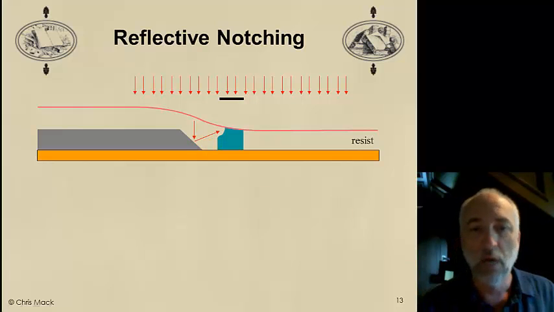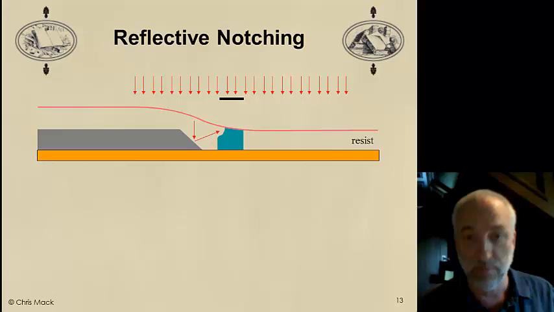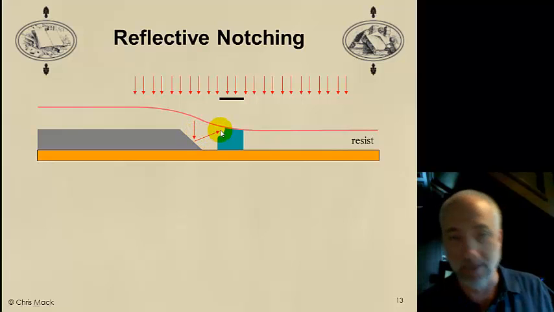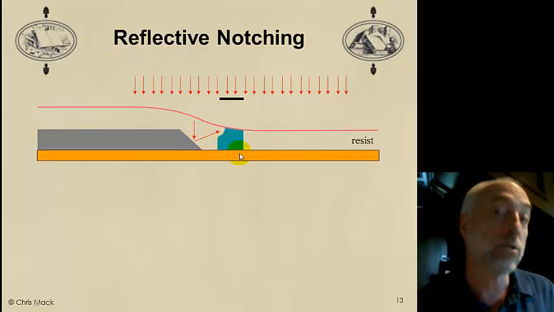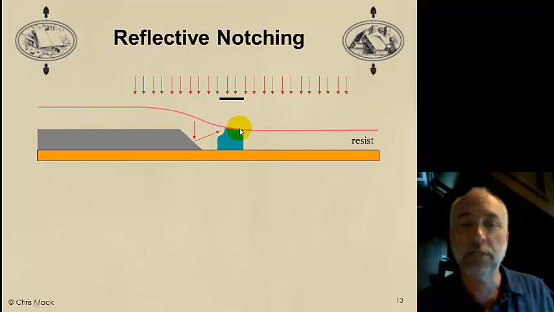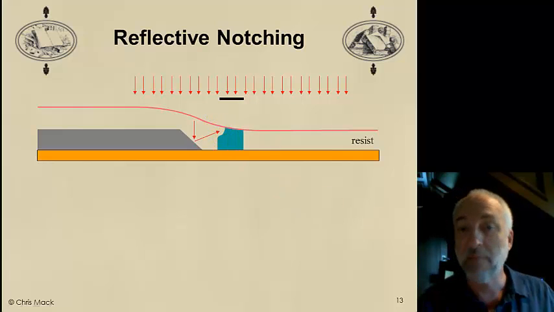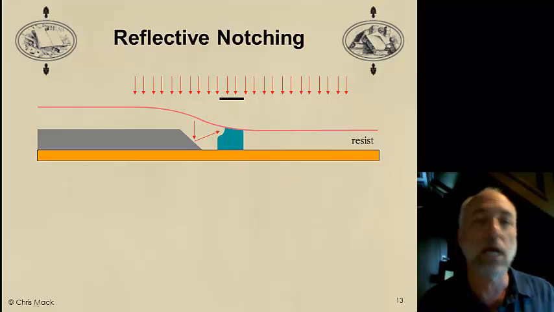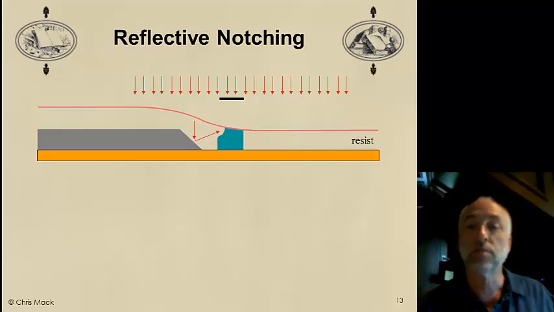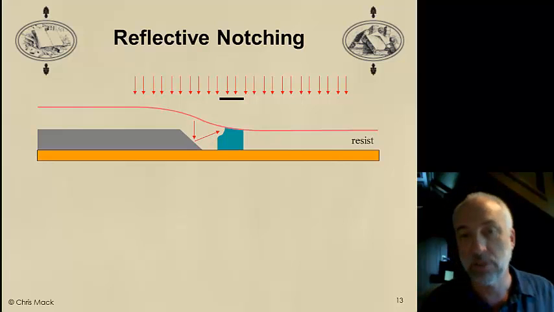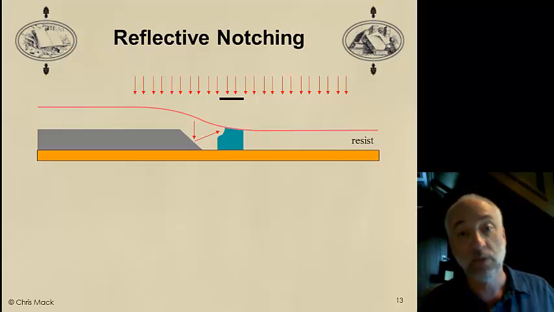What can happen? Well, if this step is at all reflective, when I shine light down to expose the resist in the region of the step, it can reflect off of the step and travel in a direction that I do not intend. If I have a feature close by, I can actually expose a region of that feature and make it soluble when I did not intend it to be. The result can be a notch that is eaten out of the edge or the side of a photoresist profile, something we call reflective notching.